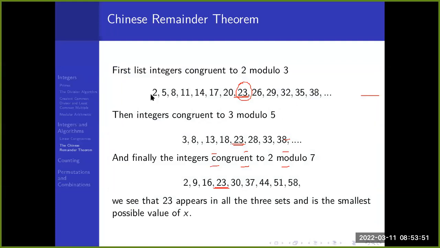Now I think if I look at the time, it's 8:53. I think we can start with the Chinese remainder theorem next time, unless you have questions. Jason, you have a question, you can ask. Just put on your microphone and ask.